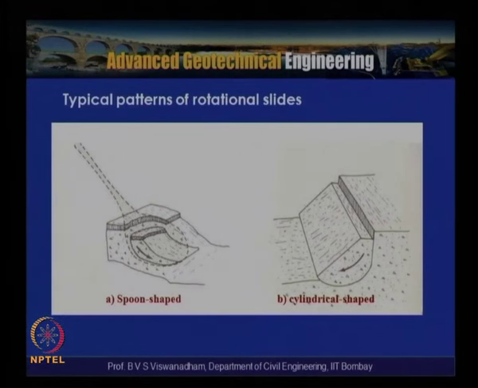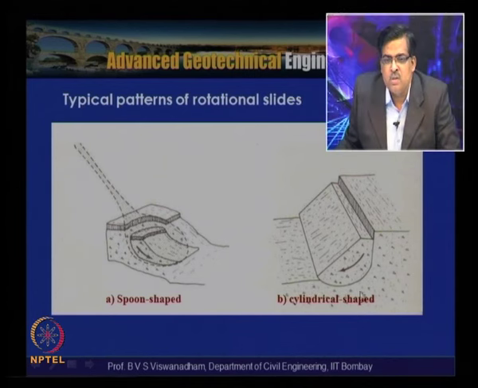Now in this particular slide, typical rotational slides are shown. One is a cylindrical shaped failure surface. You can see that this is a circular arc, and this is common for plane strain structures. There can be a settlement at a certain point away from the crest of the slope, and a failure surface which occurs because of the soil movement, which is shown here. And this is a typical rotational slide, which is called a spoon shaped failure surface. So you can see that this failure mode is called a spoon shaped slide.